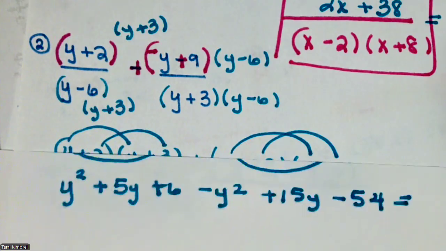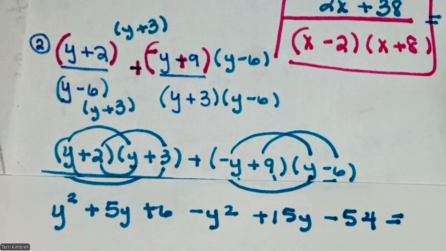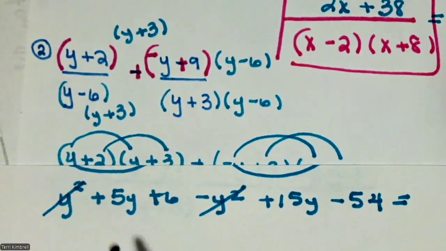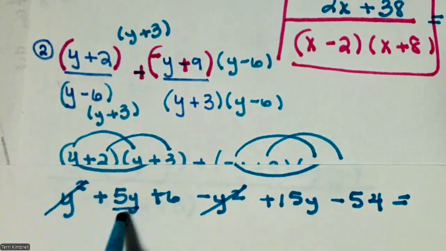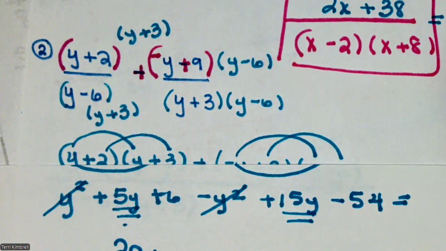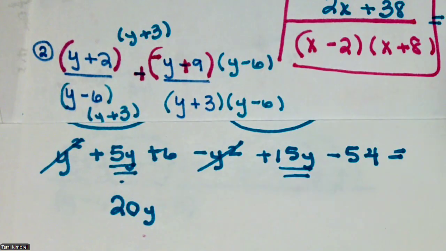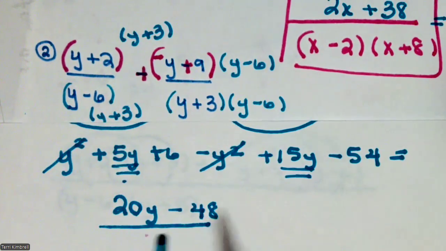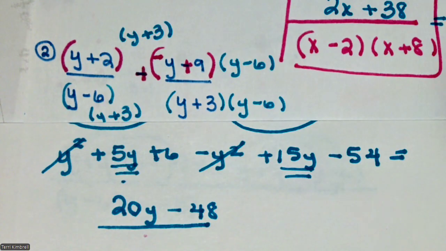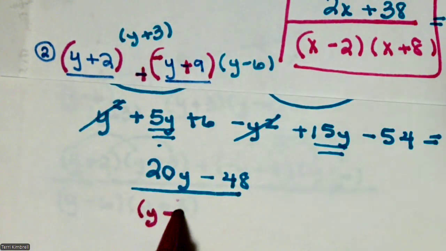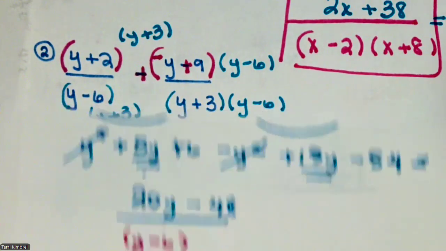So we want to combine this first after we have FOILed. The y squareds are going to cancel out. You're going to have a 5y plus a 15y. That's going to give you 20y. And then you have 6 minus 54, which is negative 48 over. The bottom is going to be the denominator we had a while ago, y minus 6, y plus 3.